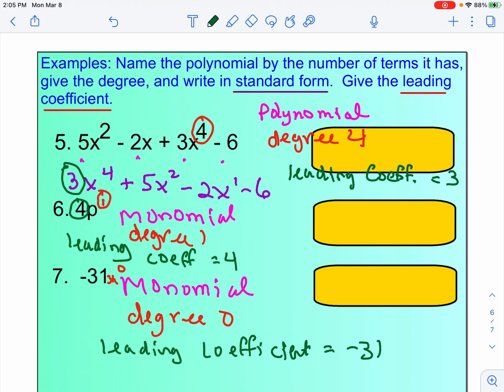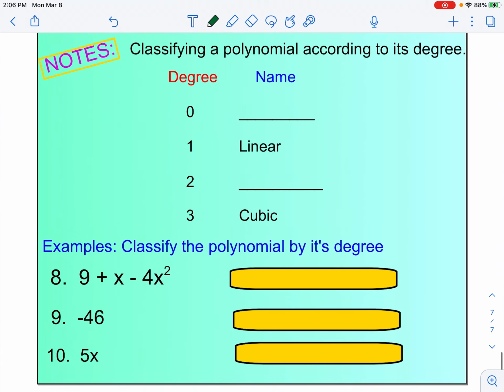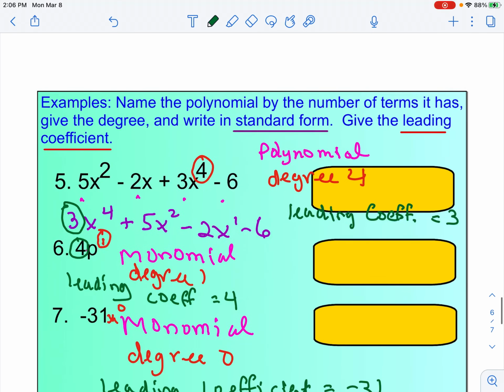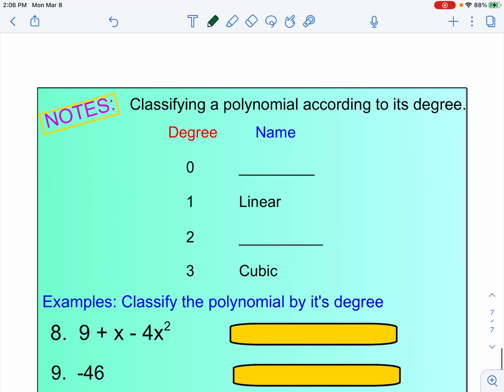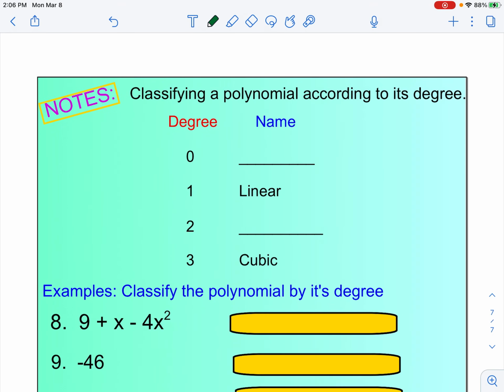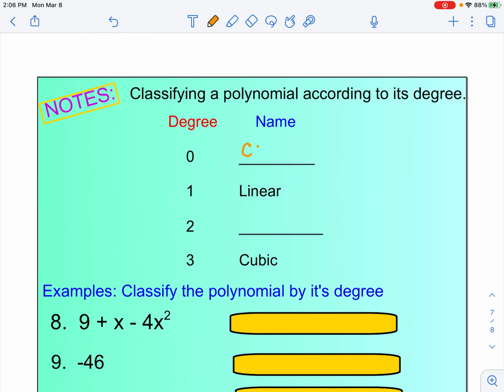All right, so that's what we're working on in this first lesson, naming things, classifying things, etc. We have one more thing to talk about, and that's classifying a polynomial according to its degree. Right now what we did over here is we gave the degree as a number. Once we know what that number is, it has a special name. Degree 0 is called constant. That's just your plain old numbers.